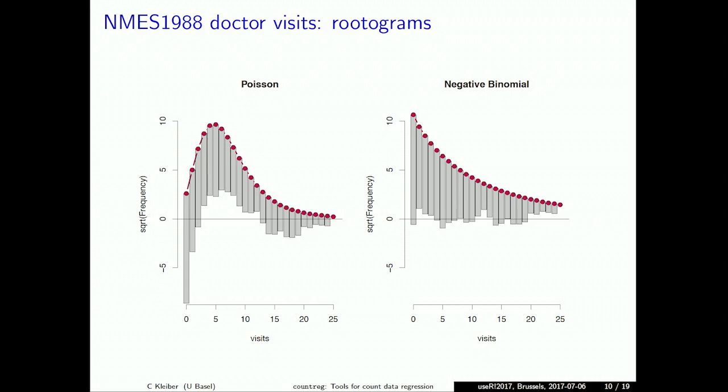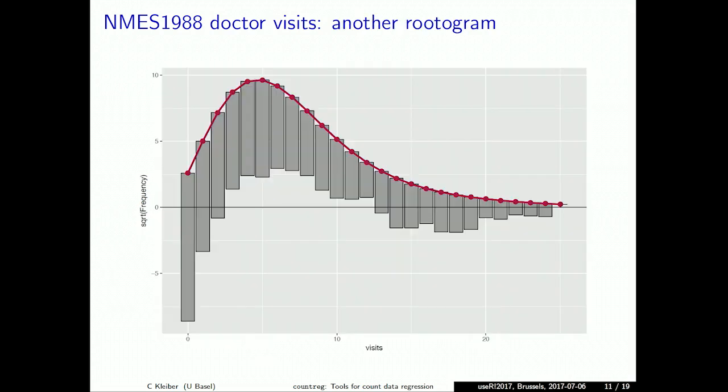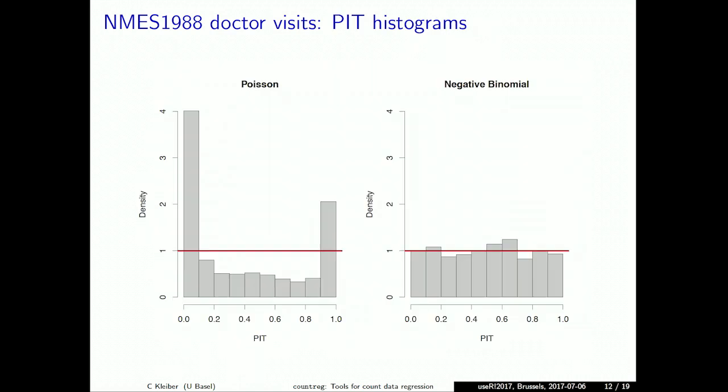And on the right-hand side, you see that the negative binomial does a reasonable job, because the idea of the rootogram is that you have this horizontal reference line that you want to hit, and the negative binomial is far, far better than the Poisson according to this plot. You can also have a ggplot2 version if you must, but otherwise you will see the classical versions in the rest of this talk, but that's available if you like it.